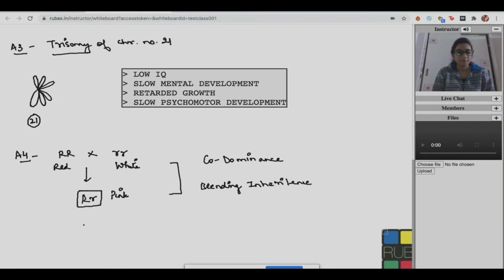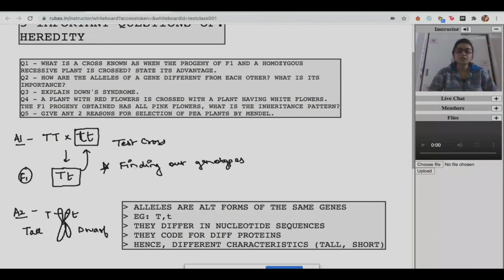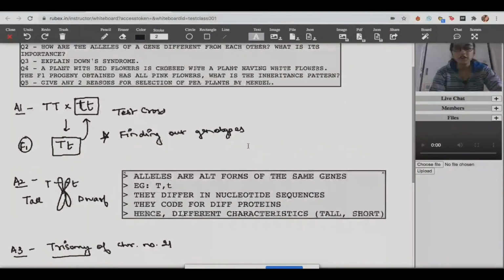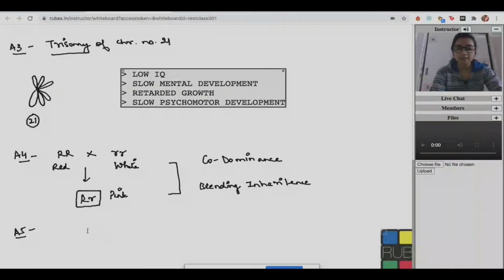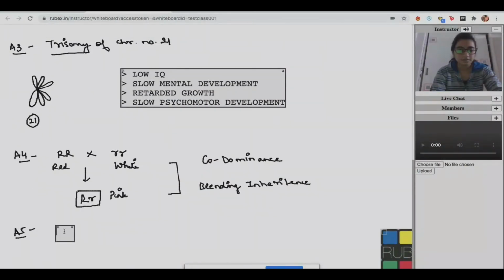Up next is the last question for today. Give any two reasons for selection of pea plants by Mendel. Mendel was using the pea plant, Pisum sativum. Let's mention that first. So this is what he was using, and I can give the two reasons very quickly.